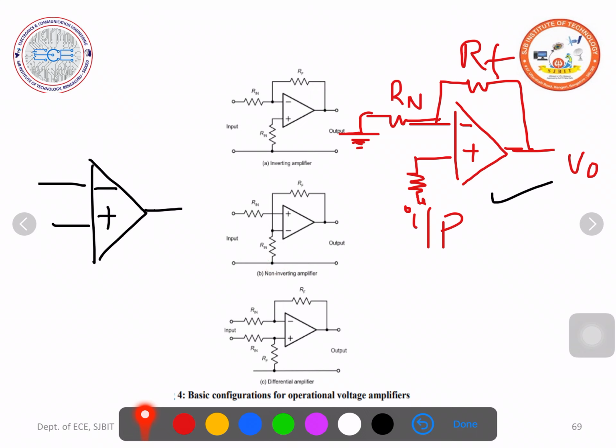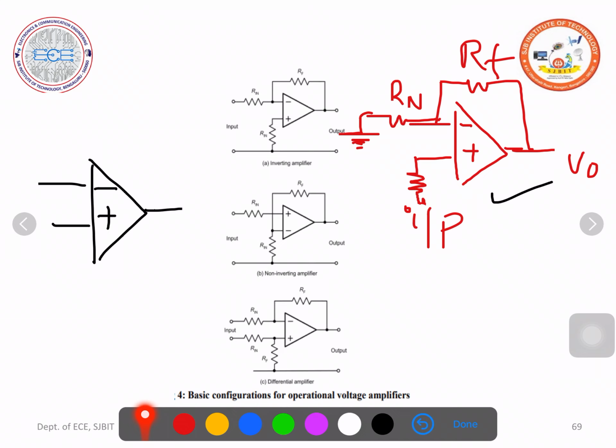Here you can observe that there is no dot, which means there is no connection. Where there is a dot, there is a node, a junction, and there will be a connection. So Rn is connected to the inverting terminal. Rn is not connected to the non-inverting terminal. So there is no connection here. Otherwise, you follow this circuit.